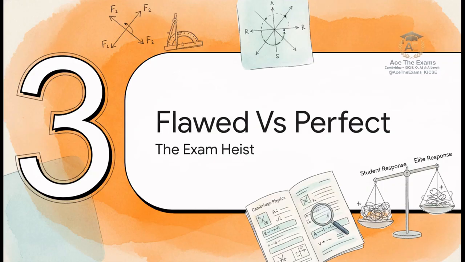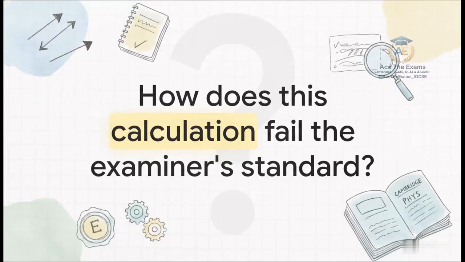Think of it kind of like an exam heist. I want you to pause for a second and try to predict something. Spot the error. How does an ordinary vector calculation fail the principal examiner's standard? Think about everything we've just discussed regarding systematic analysis and evidence-based reasoning. Put yourself in the shoes of the examiner.